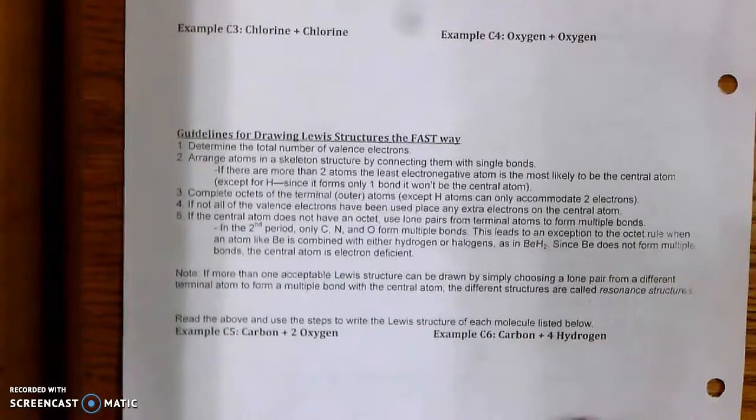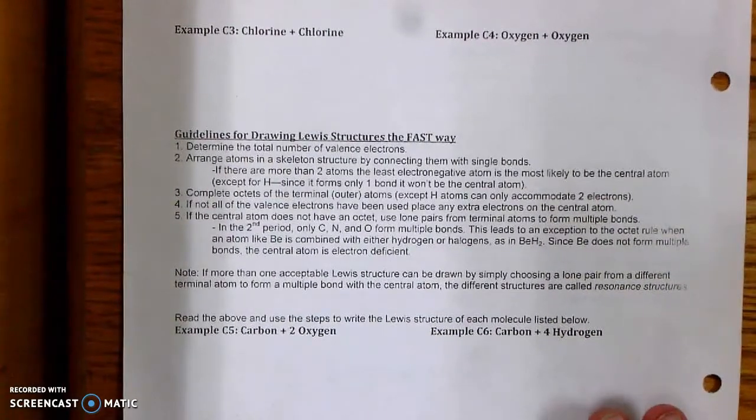At the bottom of your notes, it had the fast way to make Lewis structures for covalent bonding, for molecules that do covalent bonding, and that had these rules here, or sorry, guidelines. So take those out, and we're going to do some problems. I showed you one of these already. So the first one we're going to do is water.